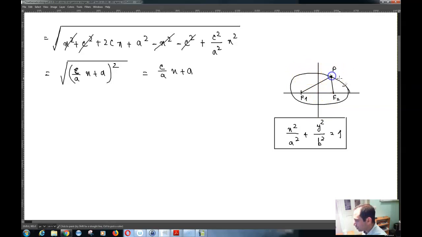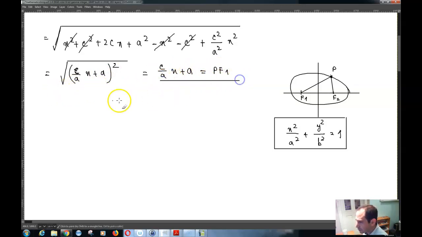we assumed that there was a point on this ellipse, and we assumed that this point satisfies this equation, and then we started to calculate this distance PF1. And PF1 became C by A times X plus A.